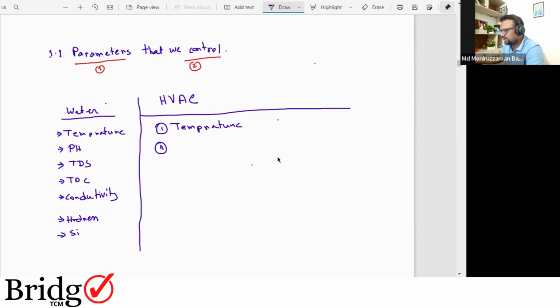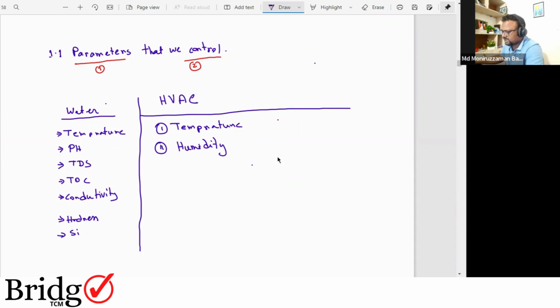Second one is humidity. Especially in sophisticated projects where we are concerned about the product or activity, we might like to have humidity control. For instance, in places where you are storing food materials, or productions related with pharmaceuticals, food production facilities, those are the areas. Also hospitals and some operation theaters, we might have to control humidity.